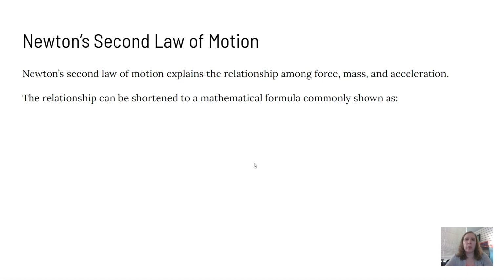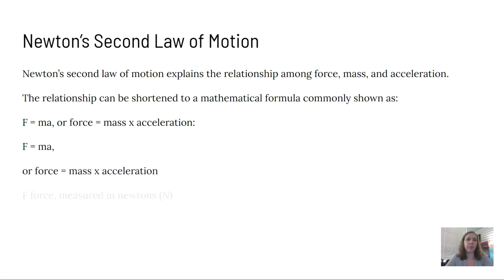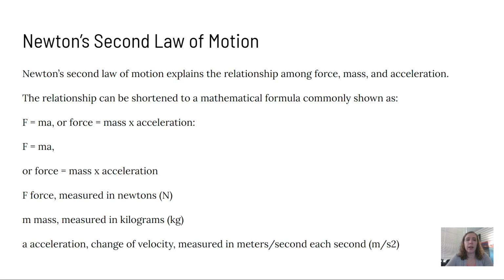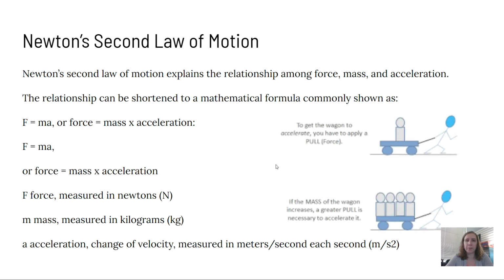The relationship can be shortened to a mathematical formula commonly known as F equals ma, or force equals mass times acceleration. Force is measured in newtons, mass is measured in kilograms. A is acceleration, change in velocity, measured in meters per second squared.